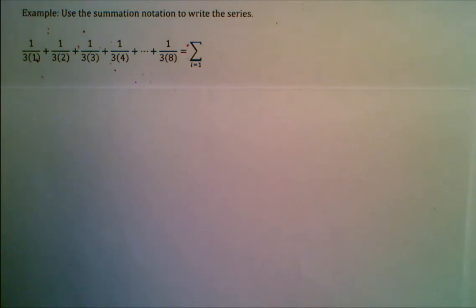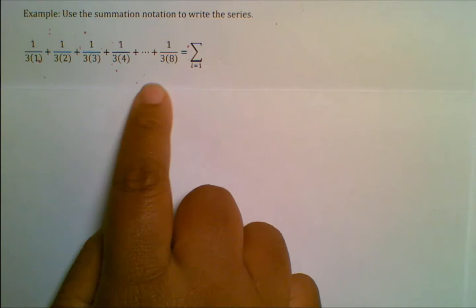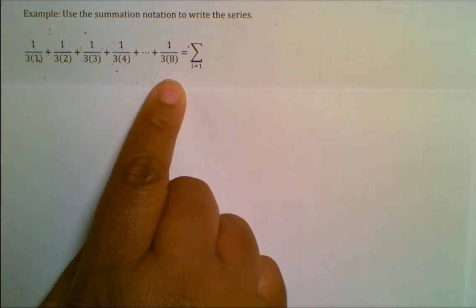Use the summation notation to write the series. So we have here 1 over 3 times 1 plus 1 over 3 times 2 plus 1 over 3 times 3 plus 1 over 3 times 4 plus, and then you see 3 dots, and then plus 1 over 3 times 8. So we want to write a summation for the series that's noted here.